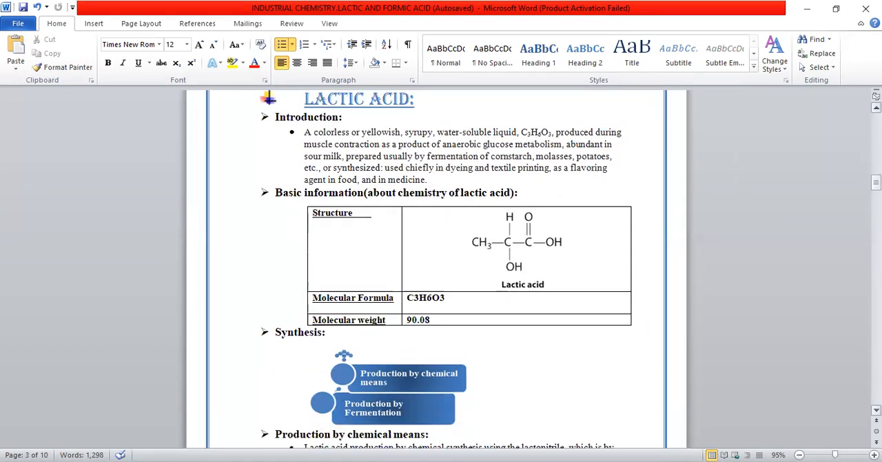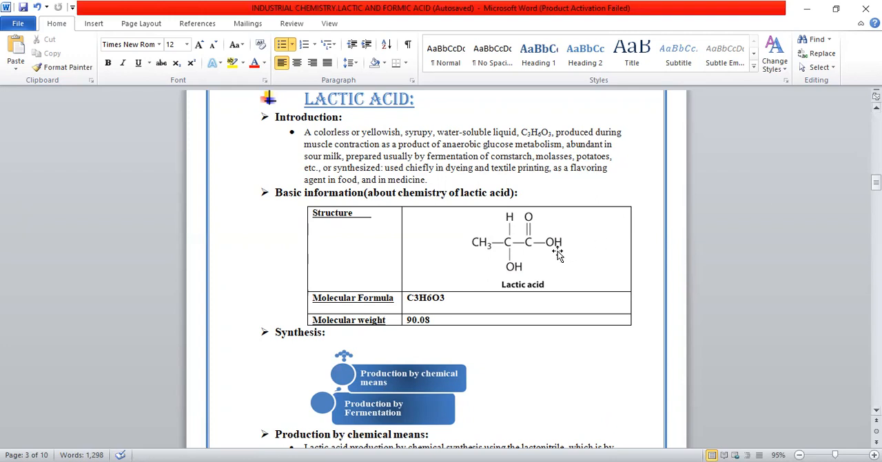A colorless or yellowish syrup, water-soluble liquid, having molecular formula C3H6O3, produced during muscle contraction as a product of anaerobic glucose metabolism, abundant in sour milk, prepared usually by fermentation of cornstarch, molasses, potatoes, etc. It is used chiefly in dyeing and textile printing, as a flavoring agent in food, and is also used in medicine. After that, you can see basic information about the chemistry of lactic acid.